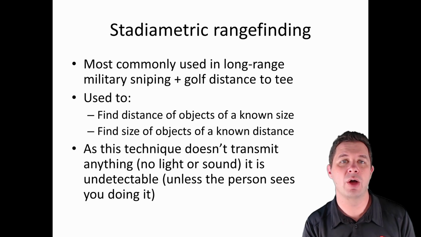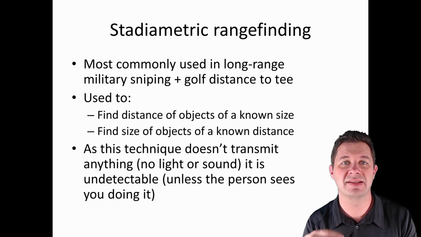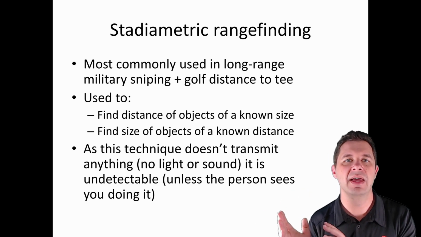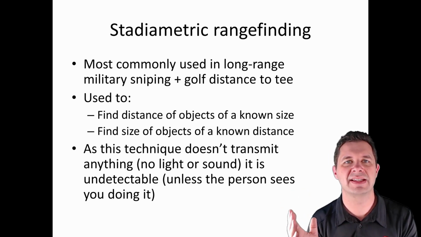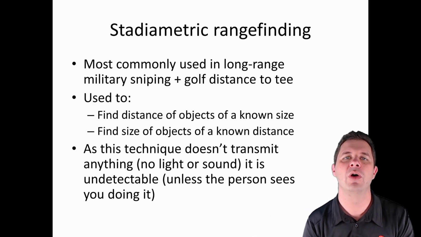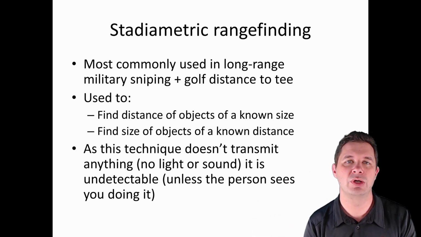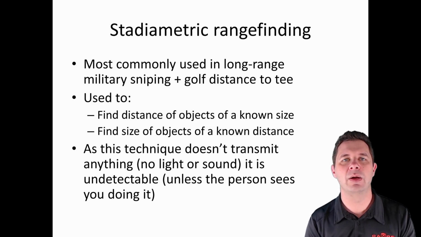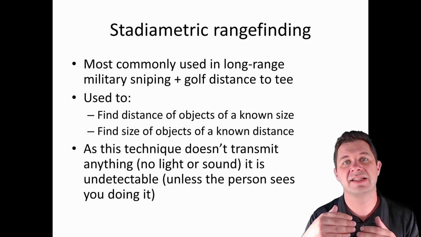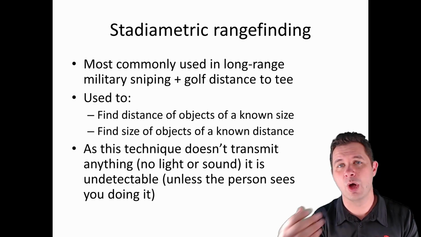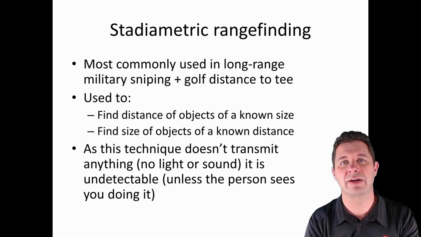So let's go to one of those passive ones first, the stadiametric range finding. This is where I talked previously about those rangefinders used to measure how far the tee is if you're playing golf, or that military snipers would use as well. Now this is a passive form of range finding. And basically we're using it to find distance to objects of a known size. Or we can also use it to find the size of objects at a known distance. So we can use it either way in reverse.